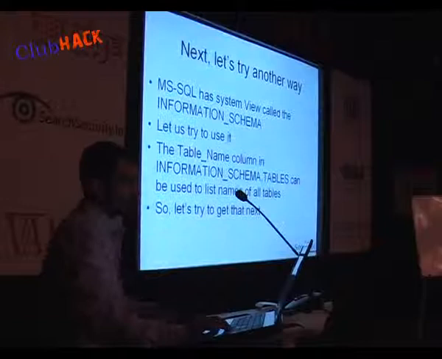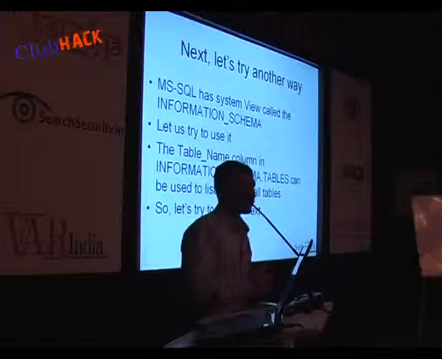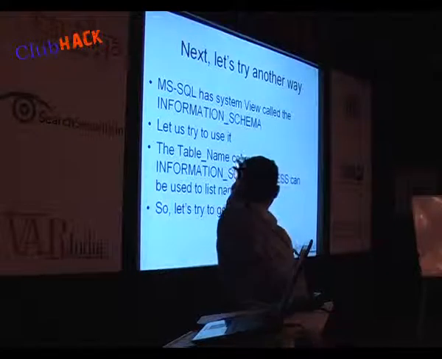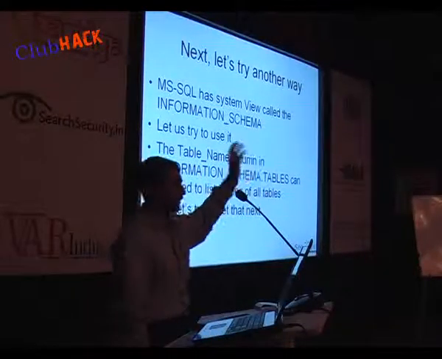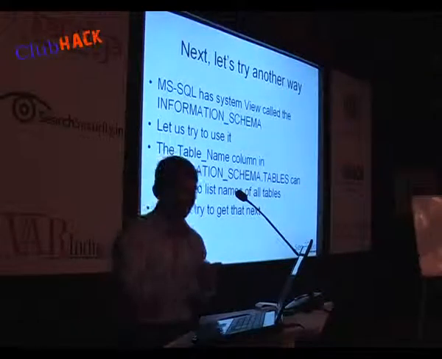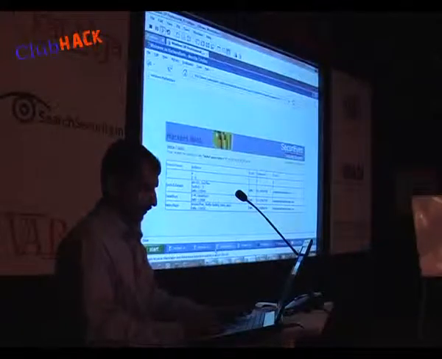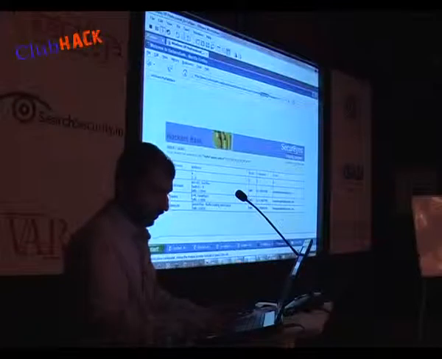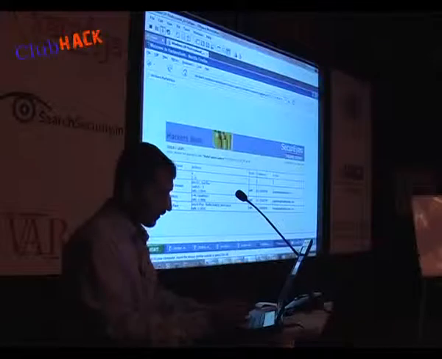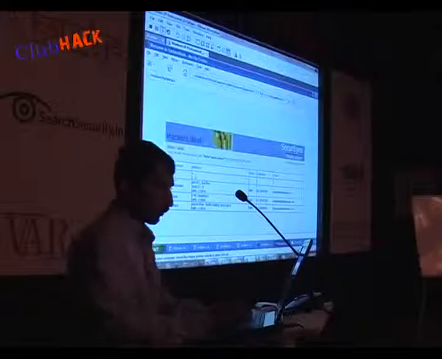Now, what is the information schema? It is standardized by SQL 99, which says that all information about the database will be there in this particular system view. It contains the names of tables, names of columns and everything for all the databases. Now we will try to find out the table name based on this. Instead of this 8, I know there is a field called table_name in the information_schema.tables view.